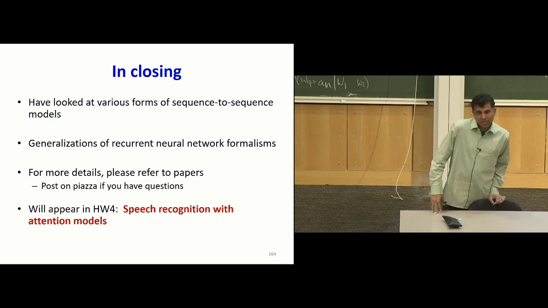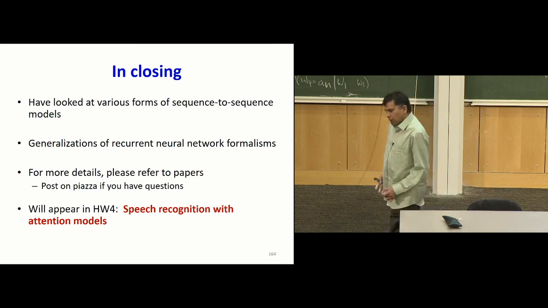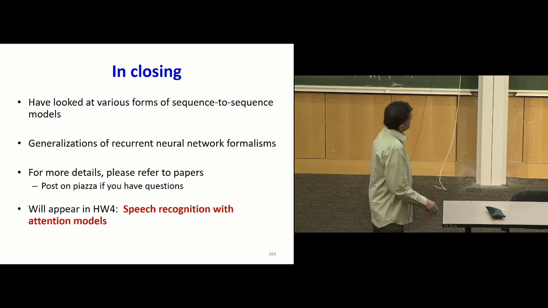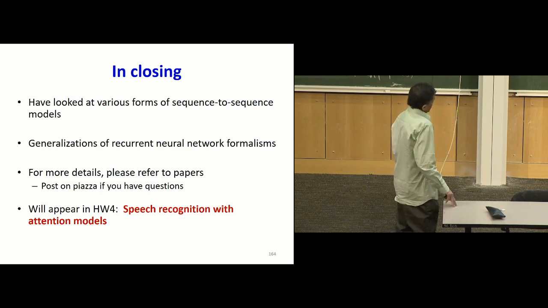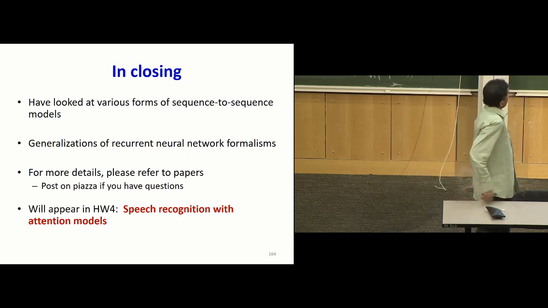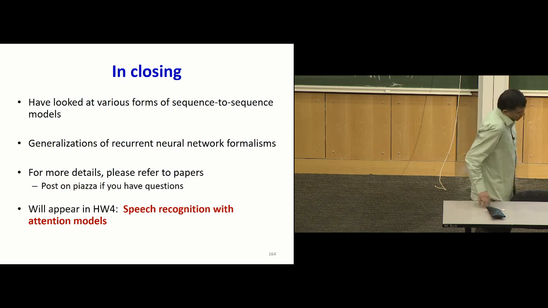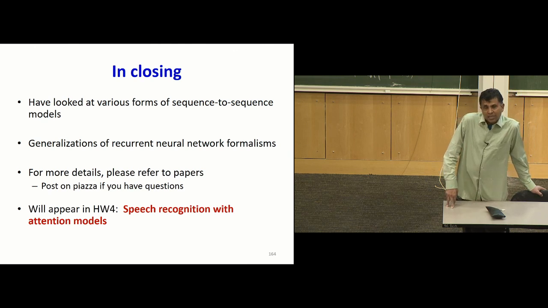So in closing, as I said, this is the last of the sequence of lectures on recurrent neural networks. We have introduced the basic notion of sequence processing and recurrence in neural networks. We extended this to sequence models, where we saw different kinds of sequence-to-sequence modeling problems, which are generalizations of recurrent neural network formalisms. And specifically, we've looked at the CTC framework, which deals with sequence-to-sequence translation when there's order correspondence between the input and output, and attention models, which can perform sequence-to-sequence translation when there is no order correspondence.